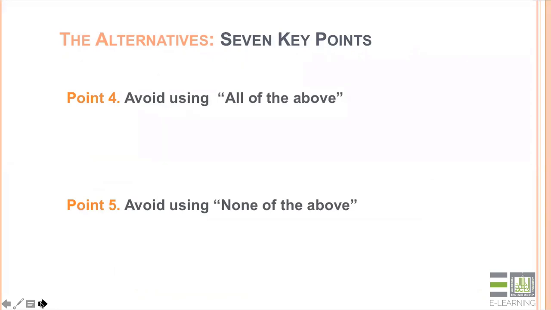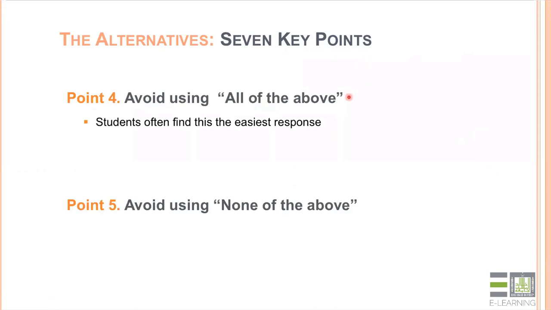The next 2 points I wanted to share on the same slide, and that answers one of the questions raised earlier. As your alternatives, I would suggest avoiding the use of all of the above or none of the above. It is quite tempting to do that, but it's important to avoid it. The reason for this is, if we look at the reasons for avoiding using all of the above, first of all, when students see this as an option within the list of alternatives, they immediately know either A, two of the options are correct, so the answer must be all of the above, or if they see that one of the options is incorrect, then they know that the answer can't be all of the above.